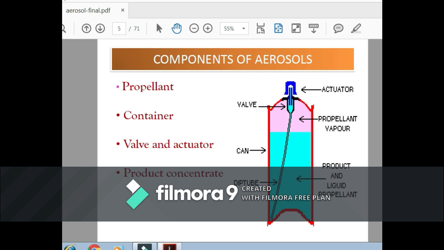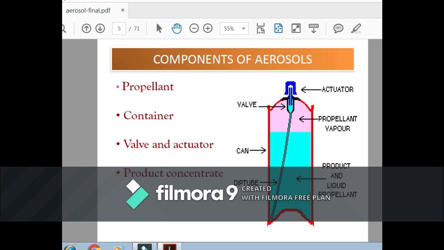Now the components of the aerosols. Your aerosol is prepared or manufactured by using different types of components. The first component of your aerosol is the propellant. Propellant is nothing but a highly volatile liquid or sometimes gas type of material which is responsible for the development of pressure inside your container. So that propellant is responsible for developing the pressure and removing your drug in the form of spray, and then only we are able to apply your spray. So this is the first component of your aerosol.